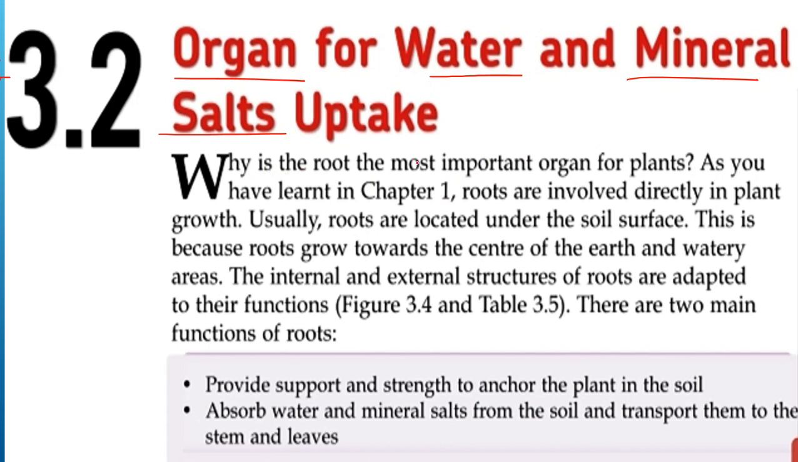So, why is the root the most important organ for plants? We already learned in chapter 1, roots are involved directly in plant growth kan. Root itu biasanya terletak under the soil surface lah. This is because roots grow towards the center of earth and watery areas. So the internal and external structure of roots are adapted to their function. Memang structure roots itu mestilah adapted to function dia.